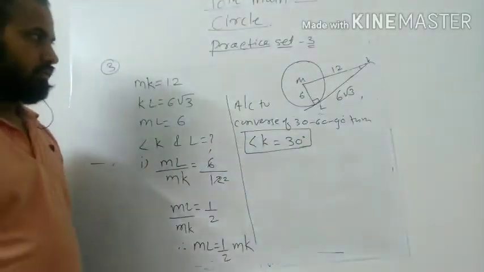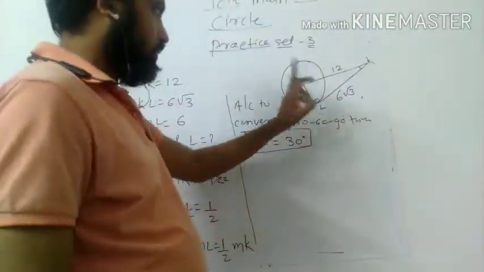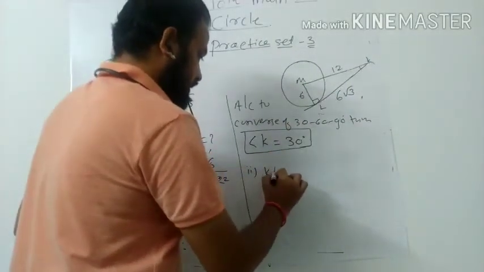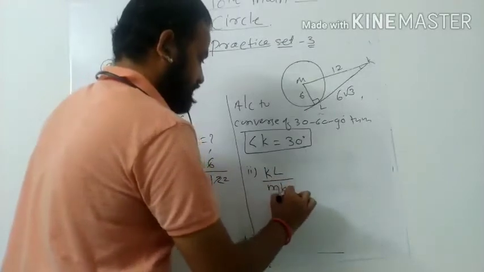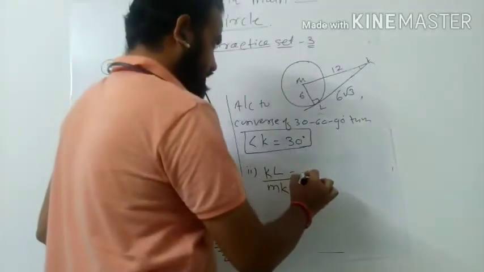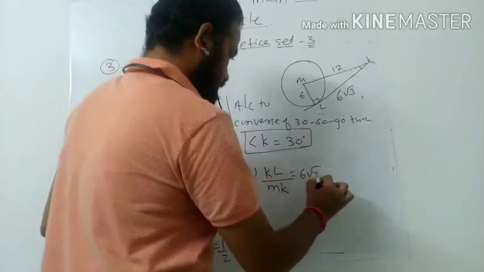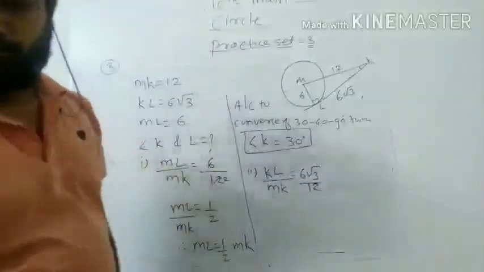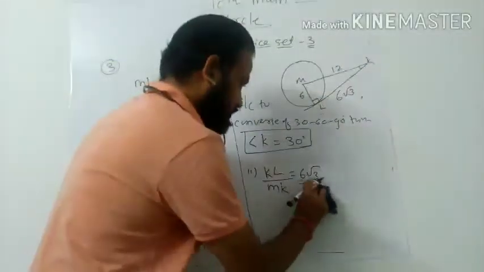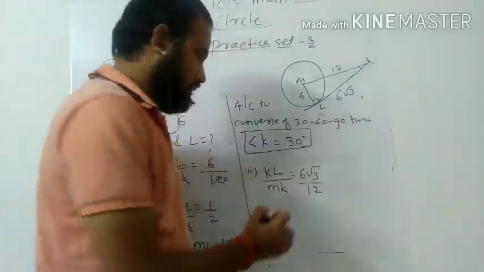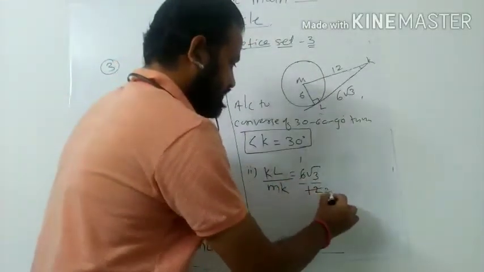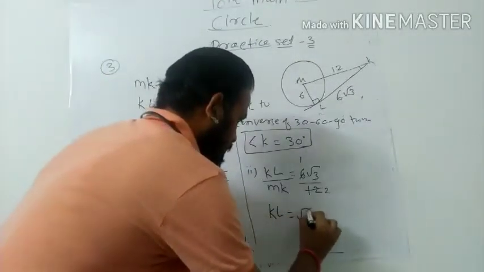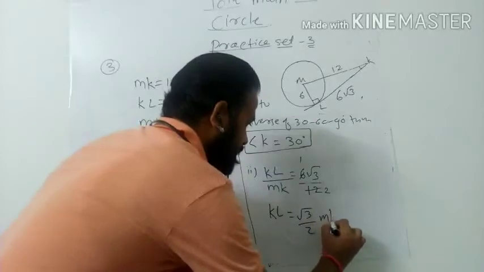Okay, now in order to calculate angle M, I will take the other ratio, that is KL divided by MK. Here, KL is 6 root 3 and MK is 12, isn't it? So both values are given. If I simplify it, 6 1s are 6, 6 2s are 12. So I can write KL equal to root 3 by 2 times MK, isn't it?